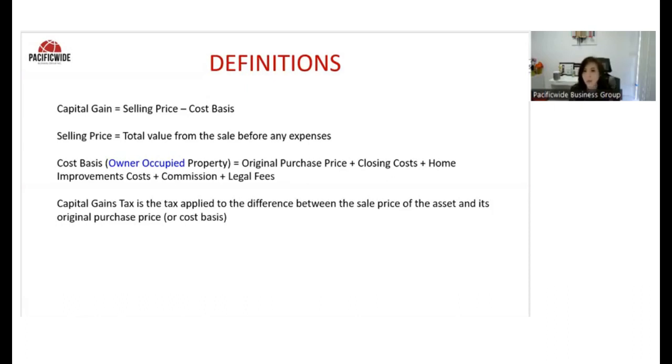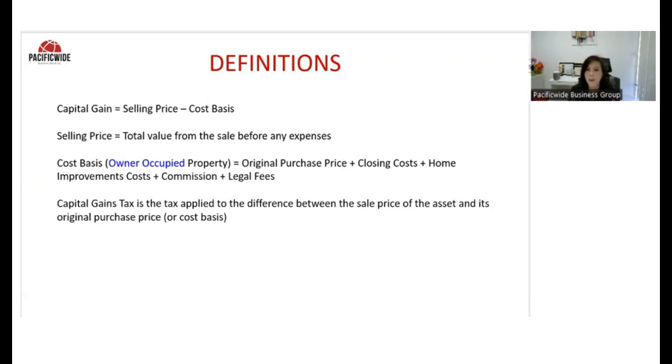So the selling price here is actually the total value from the sale before any expenses. For example, if you sell a home for $2.3 million, that is your selling price. I know you have to pay for commission, and a lot of legal fees, documents, paperwork, stuff like that. But at this point, when we talk about selling price, it's just the total price that the buyer is paying you. So the selling price is just the total value from the sale before any expenses.